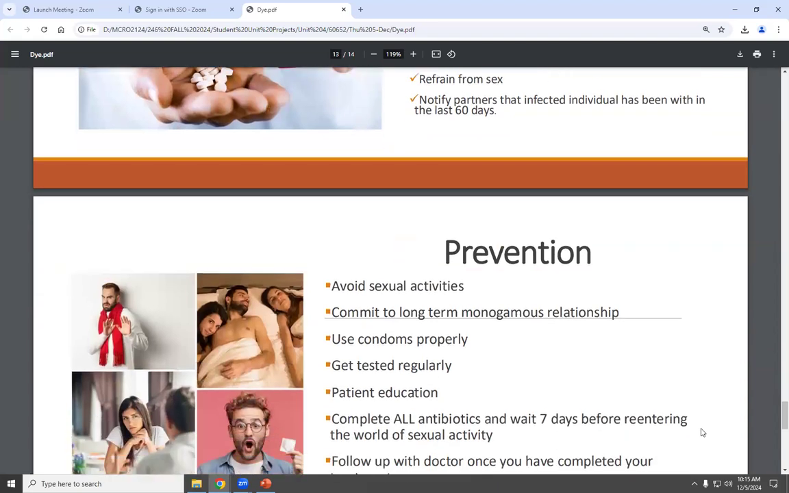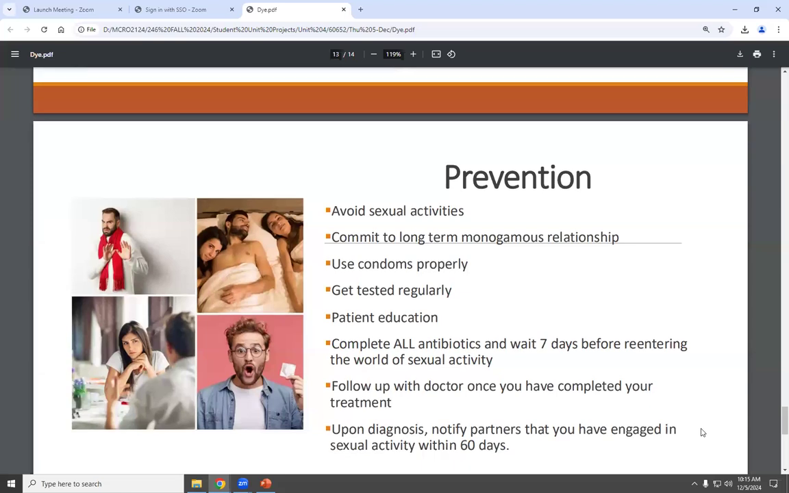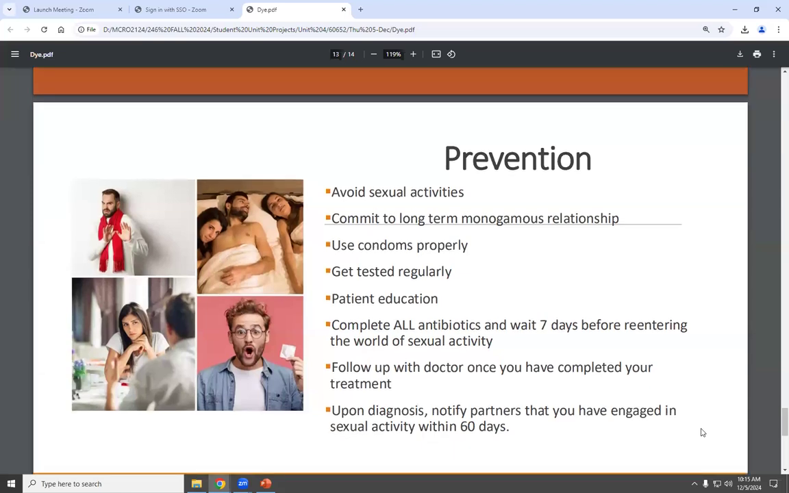Prevention: avoid sexual activities, try to not have sex with multiple people all the time. And if you are, definitely wear a condom. You should probably get tested regularly if you do participate in that. You should definitely also complete all of your antibiotics and wait 7 days after before you have sex again.